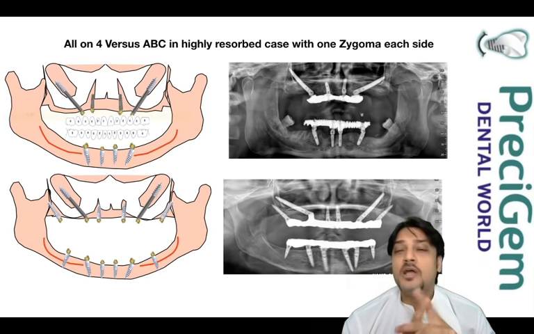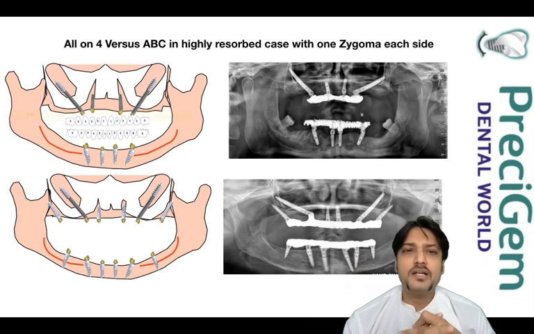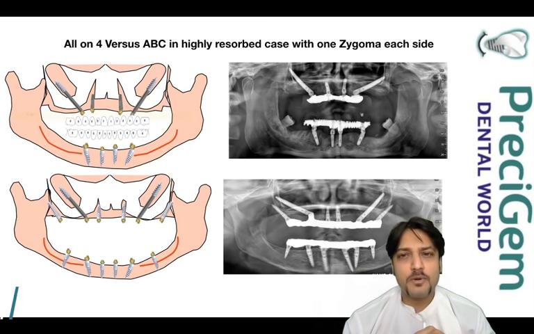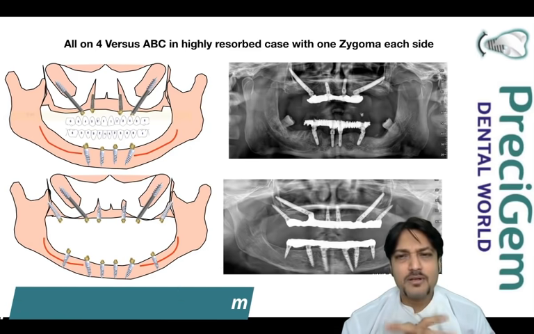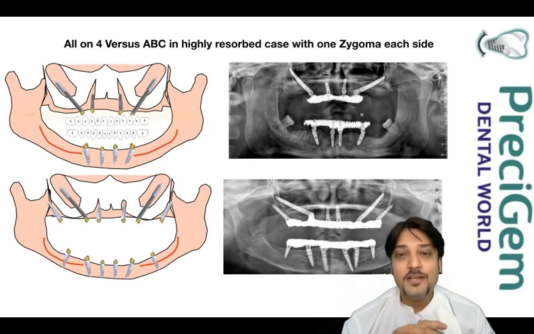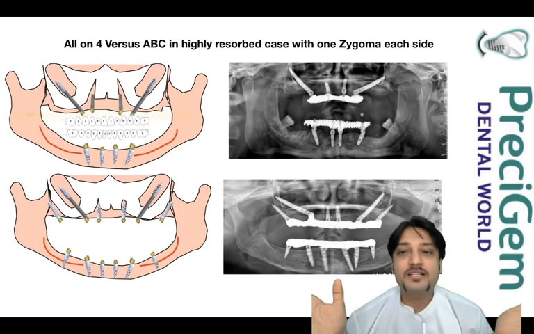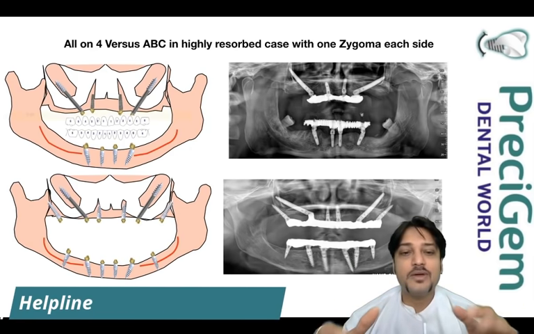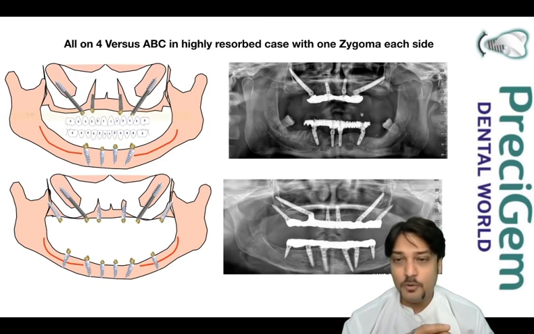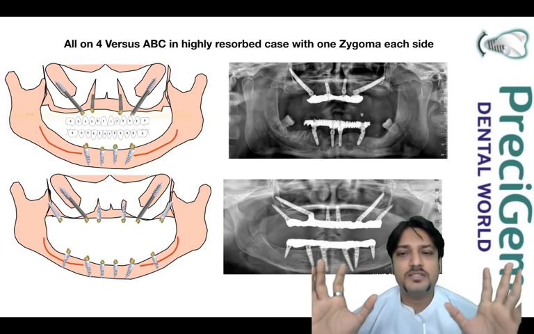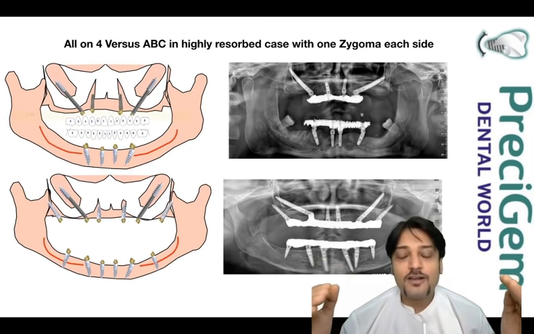One of the major disadvantages of all on 4 implants is if one implant comes compromised or one implant gets rejected by the bone, then probably the whole segment is wasted, the whole teeth is wasted. Whereas in all on basal cortical, if one of the implants is rejected by the bone, you can simply remove the implant and give the same teeth to the patient back again. So your loss is minimum in this kind of scenario.